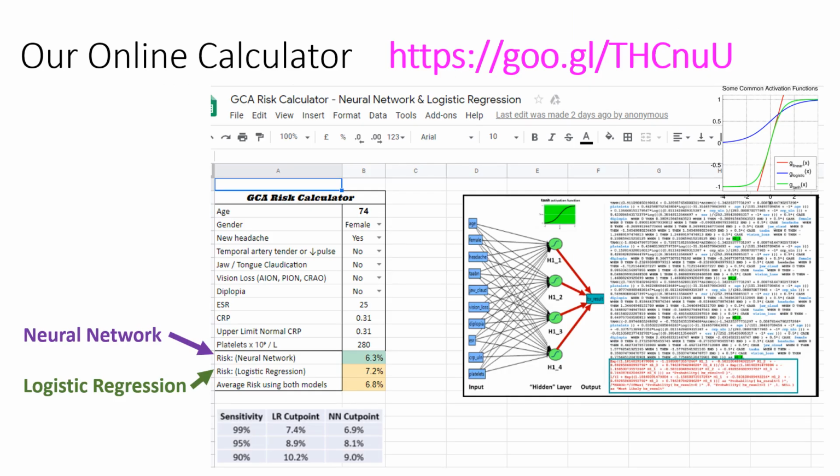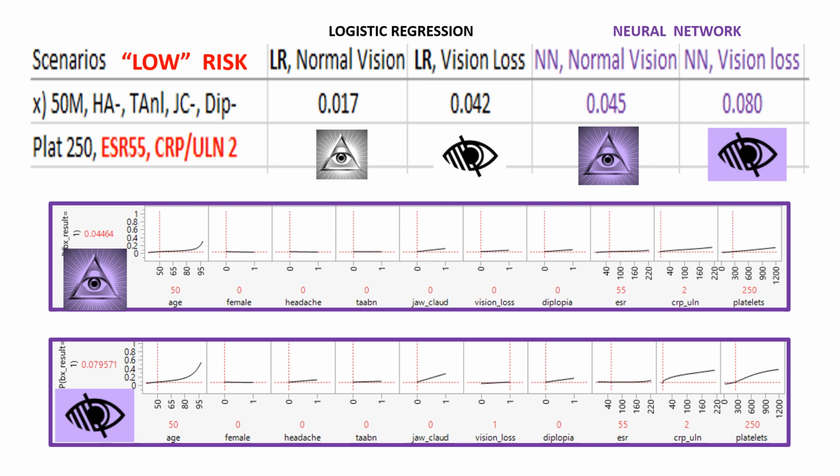The address of our online calculator is in the abstract of our open access article. Once again, to achieve 99% sensitivity, use a 7% risk score cutoff. Let's see how the calculator performs with low and high-risk clinical scenarios for giant cell arteritis. The prediction profile curves from the neural network model are shown in the purple rectangles.